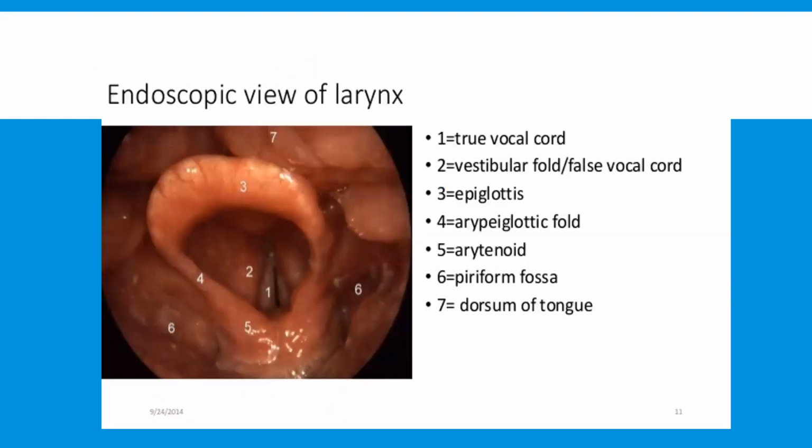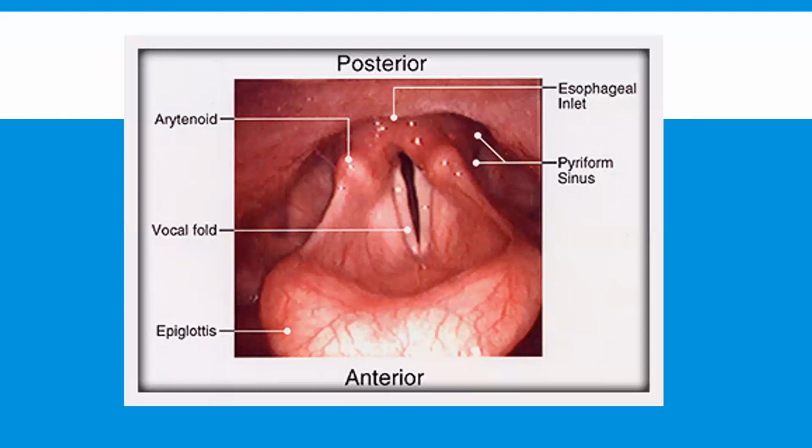So this is the view of your larynx. You can identify your cartilages, epiglottis, and vocal fold also in this picture. So this is the way you see a larynx. In the anterior part you have the epiglottis, and in the posterior part you have the esophageal inlet. This is exactly the area where the upper esophageal sphincter is, and it gets opened up once you swallow.